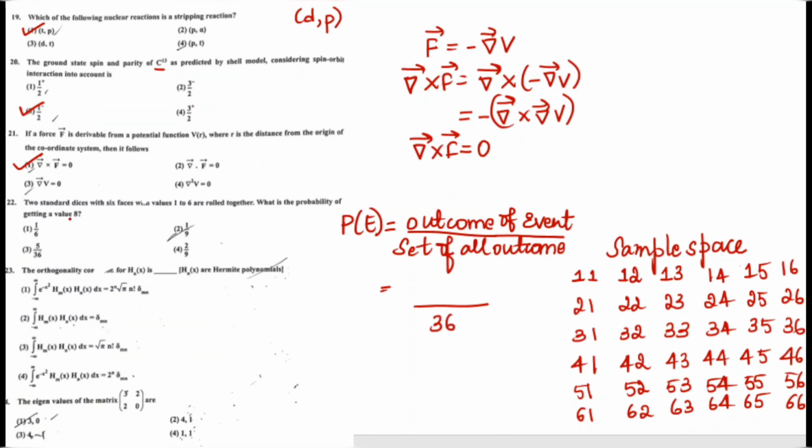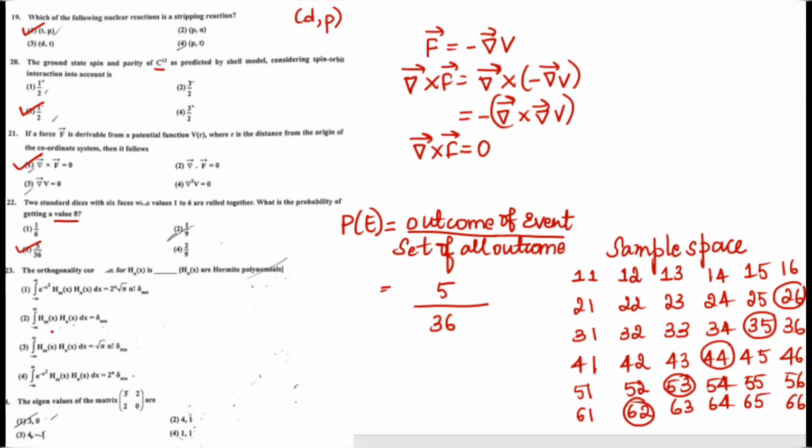Outcome of the event: what they have asked in the question is the probability of getting a value of 8. So on throwing two dice, the sum on both faces should be 8. In the sample space, if one die shows 2 and the second die shows 6, then the sum is 8. So 2 6 we got, 3 5 we got, 4 4 we have, 5 3 we have, and 6 2 we have. So the outcome of the event is 5. Other than this, nothing is possible. So what is the answer? 5 by 36 is the correct answer for the 22nd question.